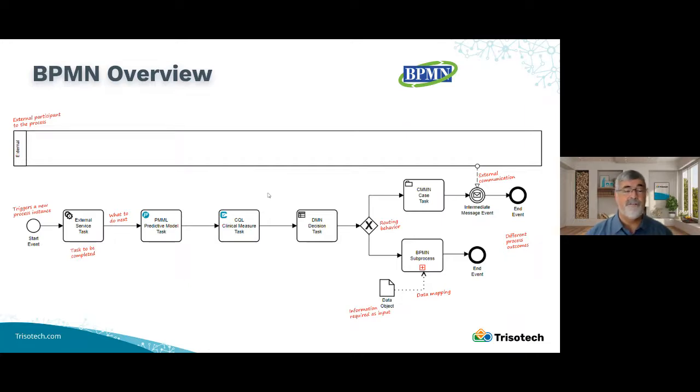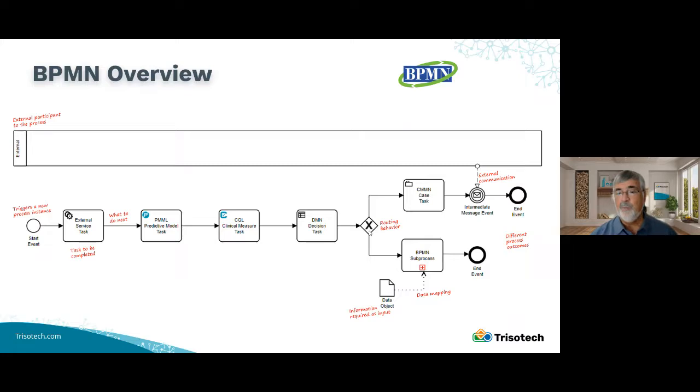Now, to give you a little bit of a sense of these languages, let's look at BPMN. In all three languages, all the symbols have specific meaning and behavior. Whenever you see a circle, it means an event. For example, a thin-line circle here is a trigger, it's a start. Then the arrow tells me what to do next. Here I have a task. Once the task is completed, I do the next task. As you can see here, these tasks can be of different types. It can be a service task, a predictive model task, a clinical measure using CQL, or a decision task with DMN.